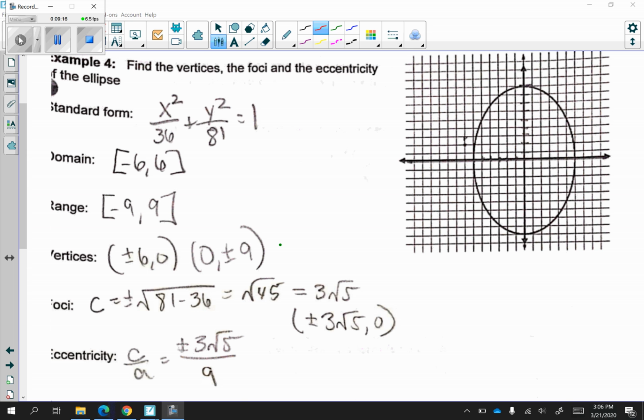Here is example 4, with writing in standard form, finding the domain, the range, the vertices, the foci, and the eccentricity. Remember, the answer key is posted on the Wakelet as well.